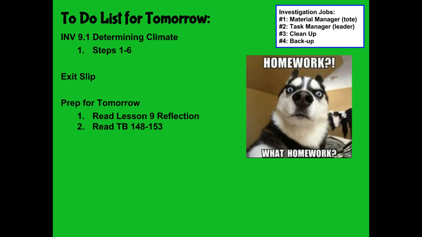So our to-do list today looks like this. We're going to do investigation 9.1, all 6 steps. You have an exit slip today, and for tomorrow, you'll be looking at lesson 9 reflection, and there's a lot to read. So if you get time at the end of class, you're going to want to read textbook pages 148 to 153.